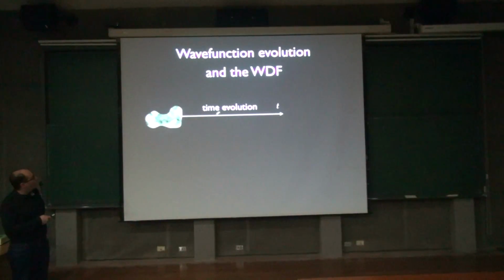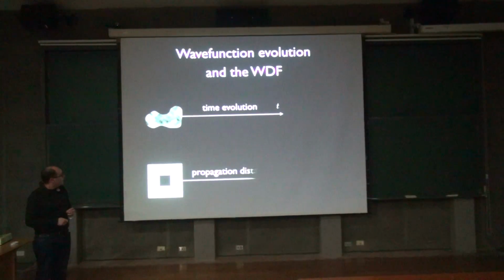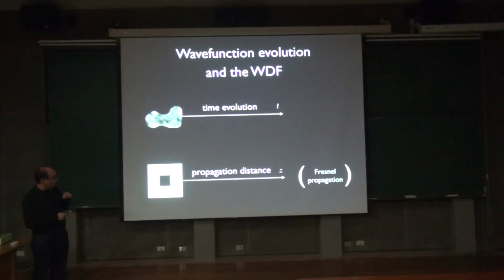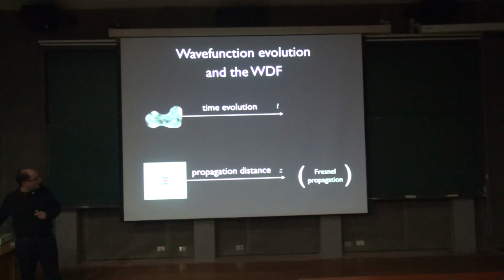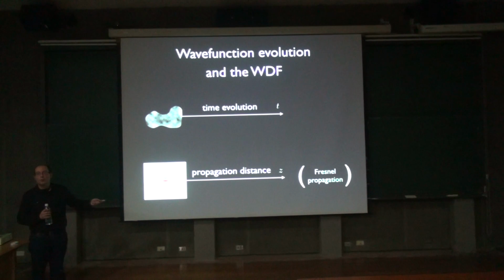So if you allow time to evolve, the Wigner distribution function will rotate. It won't go back, of course, this is just an animation. And then something very similar will happen to this one. If you allow the propagation distance to evolve, the Wigner distribution function will rotate. That is the idea. Now, why is this interesting?